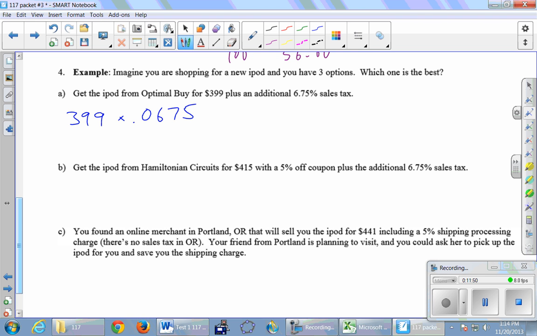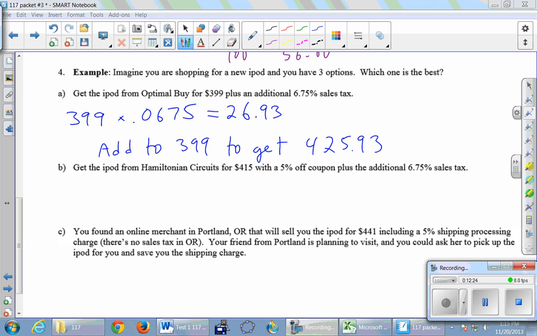Okay, that is one very quick way. Yeah, that's a very quick way to do this, right? You take your 6.75%, and then we'll add. All right, so how much is this? So 425.93, good. All right, so that's what you pay altogether.